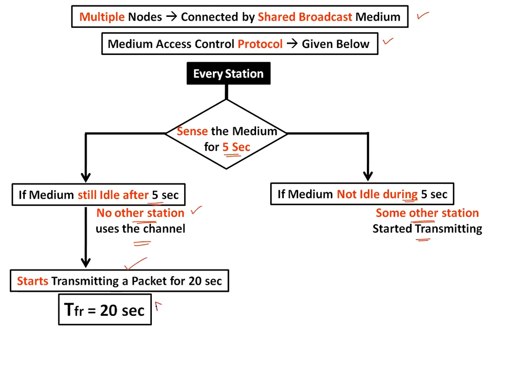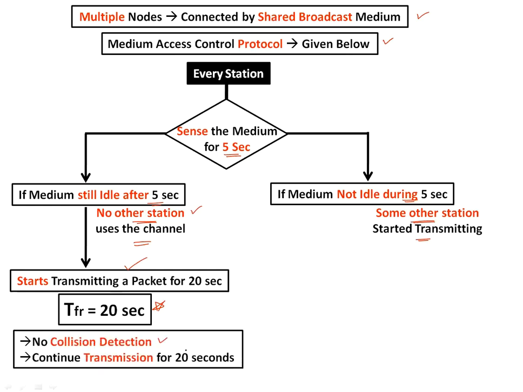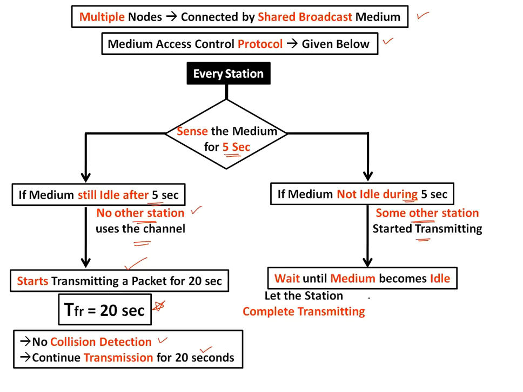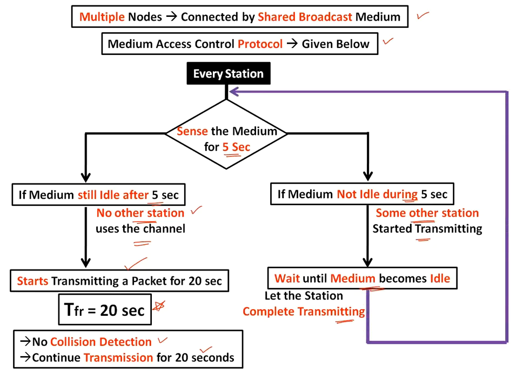That means my transmission time will be 20 seconds. There is no collision detection, and I continue the transmission for 20 seconds. Blindly, I'll speak for 20 seconds. If not idle, wait until the medium becomes idle. Let the station that started complete transmitting, then go back. This is what they mentioned. Ultimately, you have to remember 2 points, guys: how much time I am sensing and how much time I am speaking. Sensing for 5 seconds, speaking for 20 seconds. That's it.